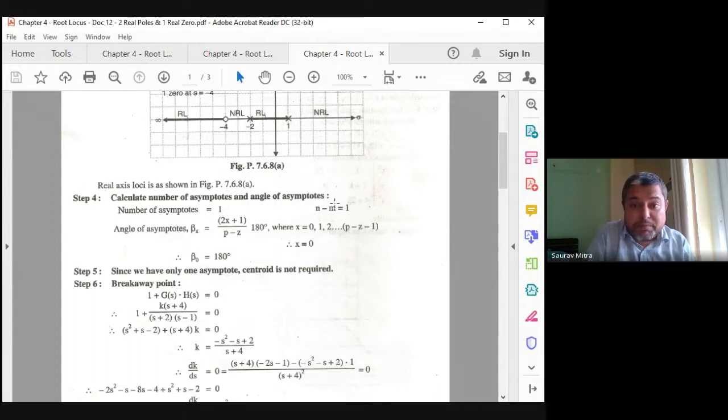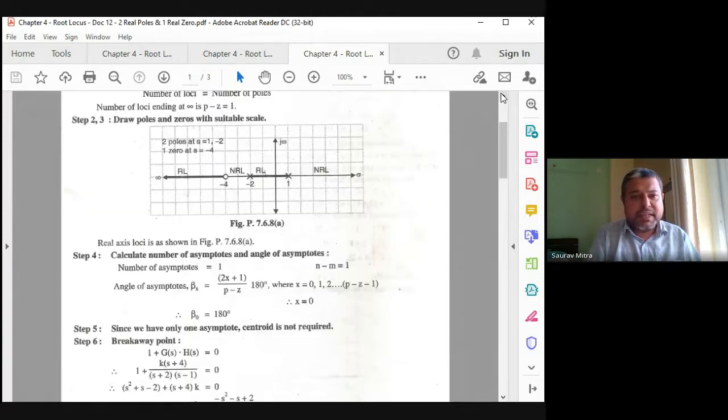And starting from, where will it start from? So what is the value of sigma c, the centroid? This is 1, this is -2, this is -4. So -2 plus 1. Okay, because it is the addition of all the real values of poles minus the addition of all the real values of zeros. So you are calculating sigma c.